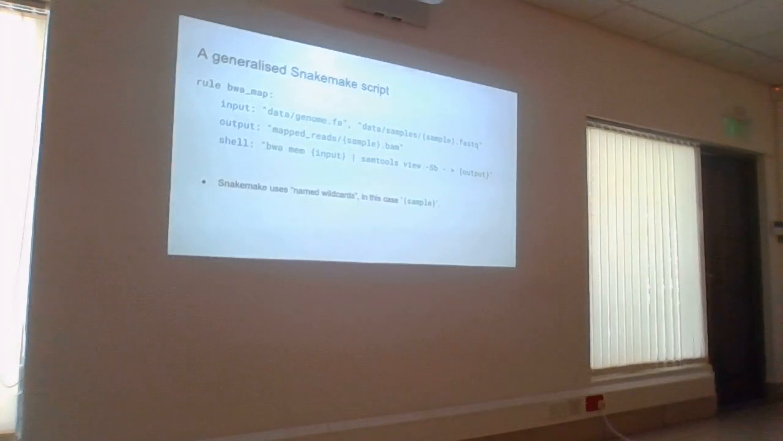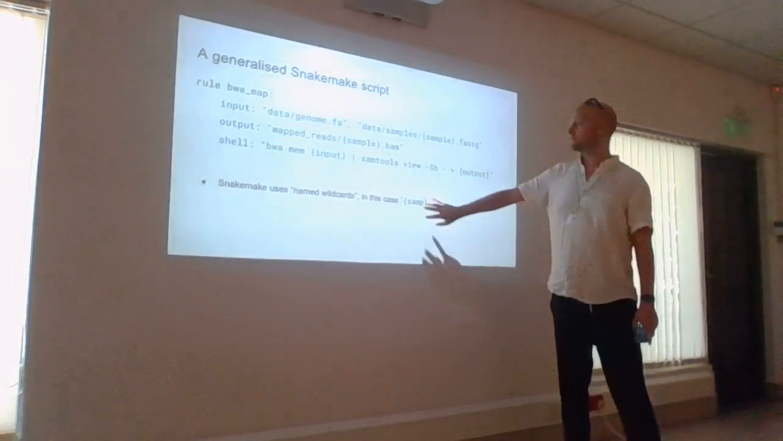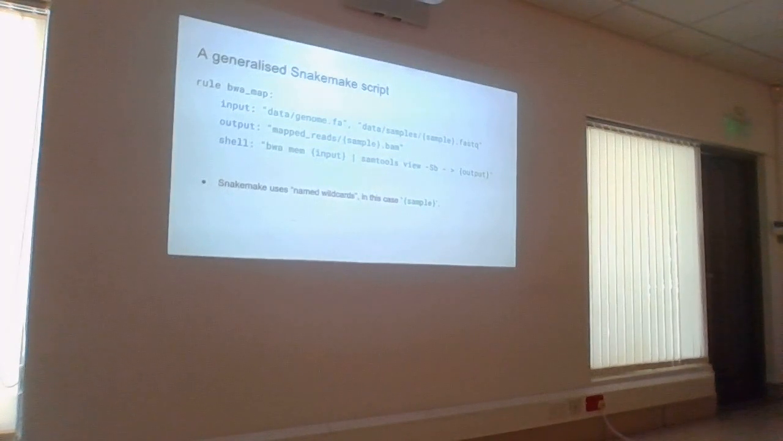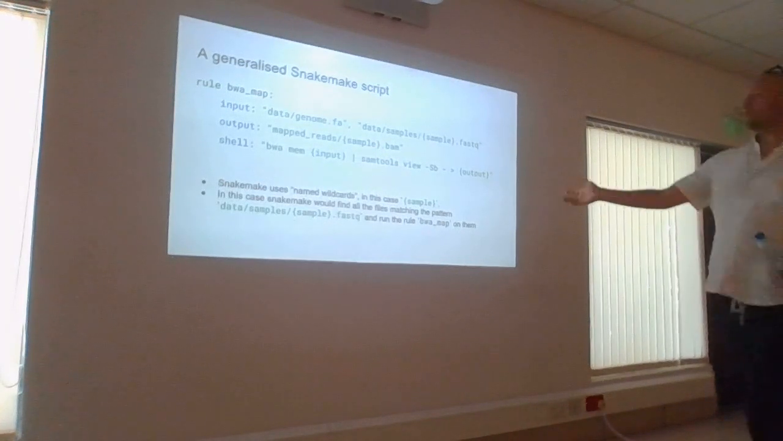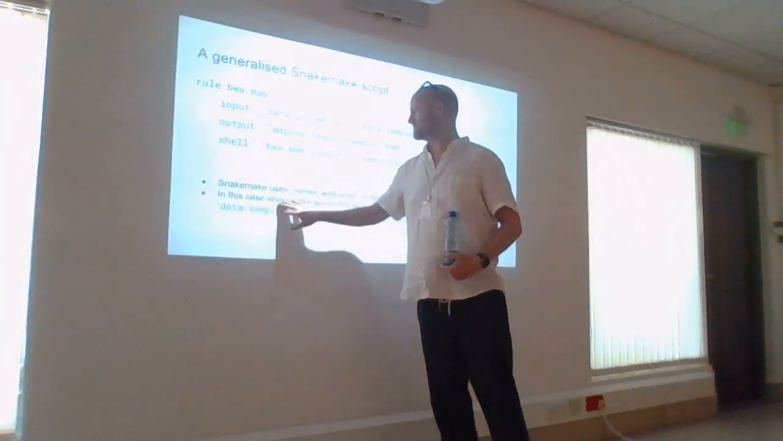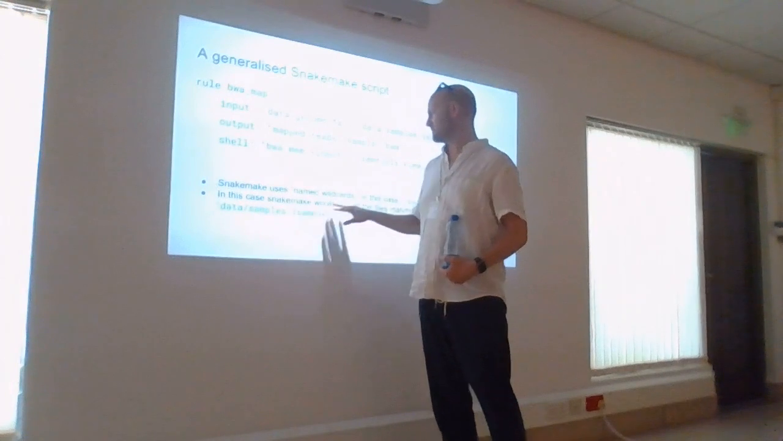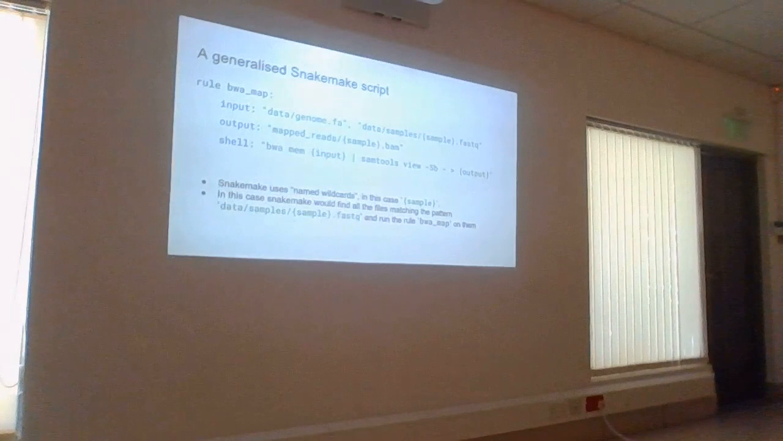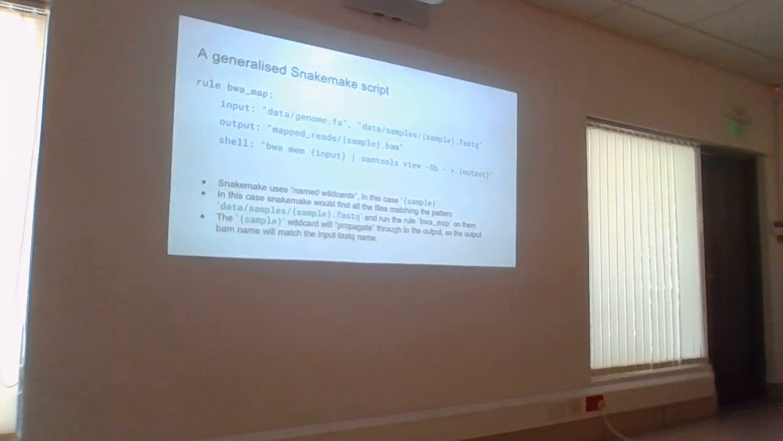So we call these named wildcards. In this case, we're calling it sample, but we could call it anything that we wanted, pretty much. As I just said, it finds all the files matching the pattern, in the directory data, within that directory samples, anything that matches this pattern, and runs that rule on them. And that sample wildcard propagates all the way through the rule.